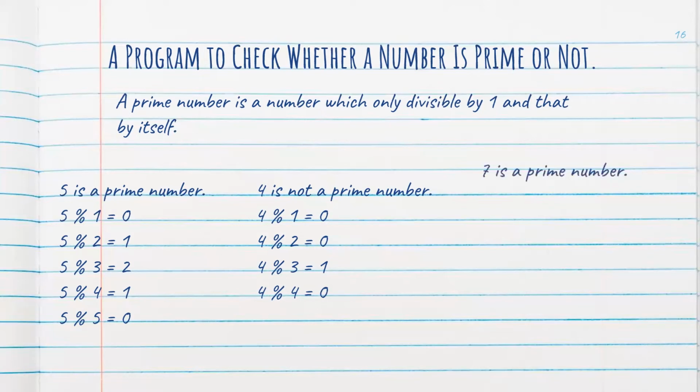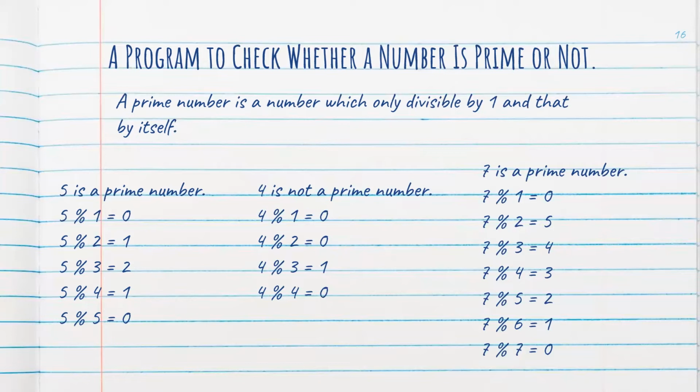Similarly, 7 is a prime number because 7 mod 1 is equal to 0, 7 mod 2 is equal to 1, 7 mod 3 is equal to 1, 7 mod 4 is equal to 3, 7 mod 5 is equal to 2, 7 mod 6 is equal to 1, and 7 mod 7 is equal to 0. So you can see in this case, the remainder is 0 only twice. Whenever we start dividing from 1 till that number and the remainder count is 0 twice, then that number is a prime number.